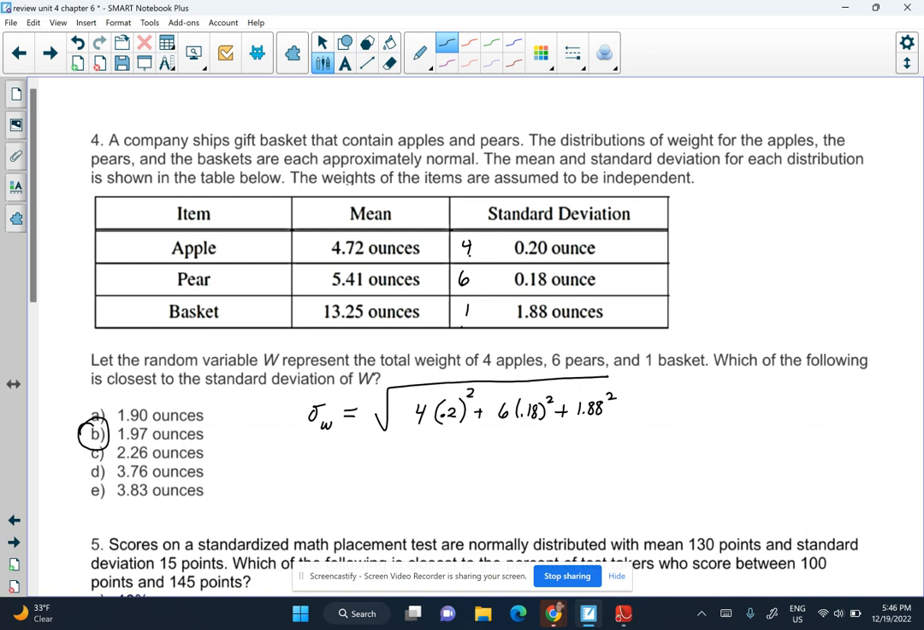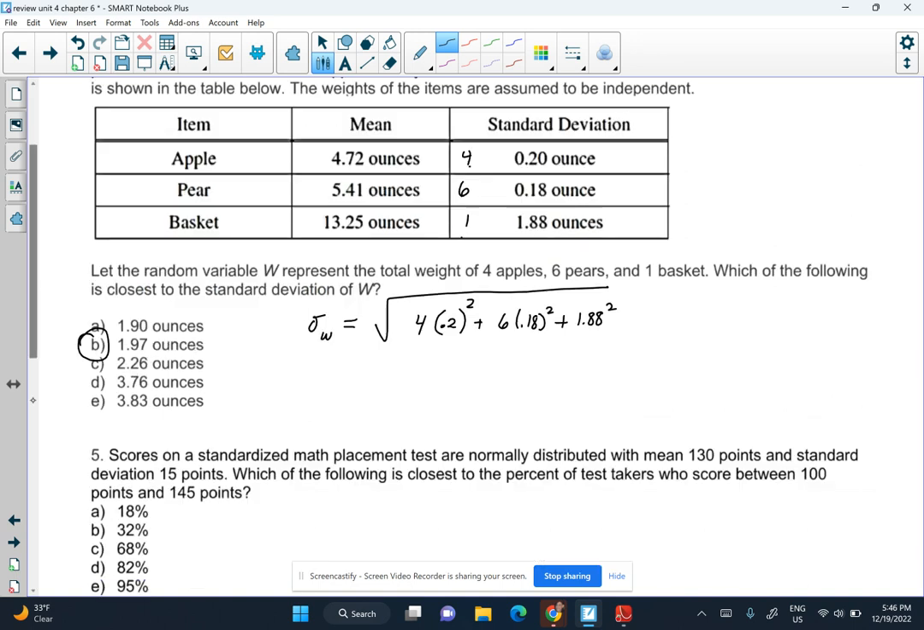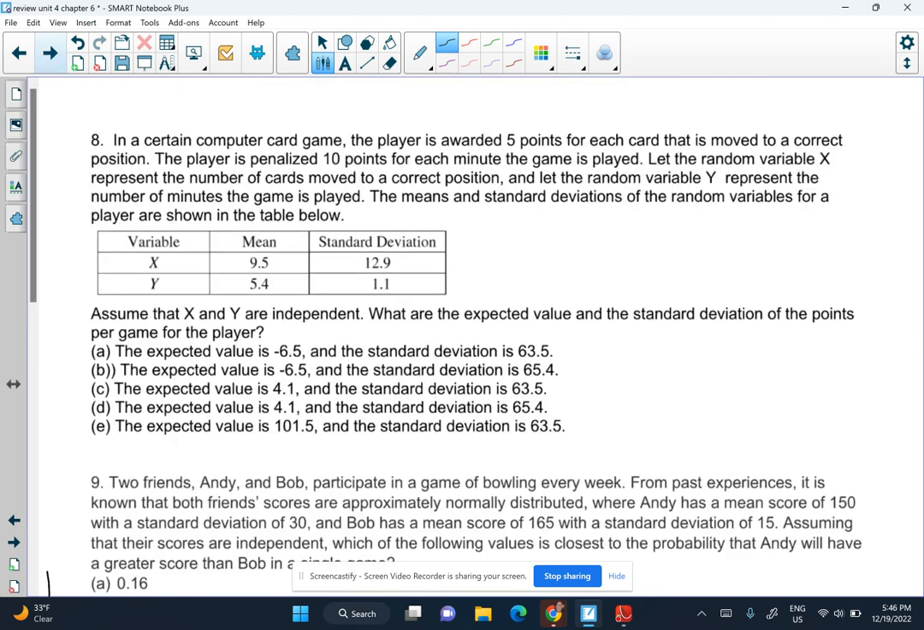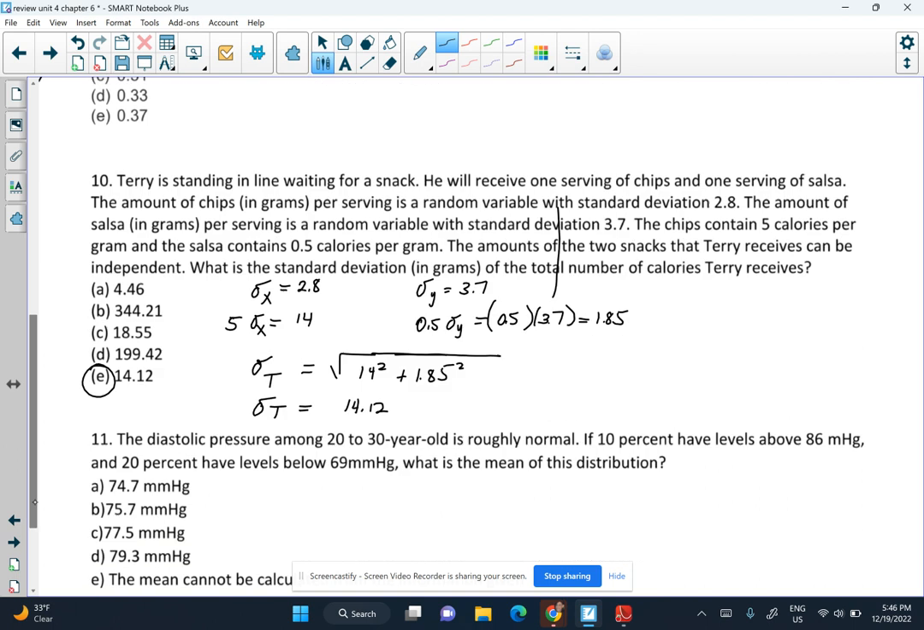I hope this clarified problems 4 and problem, I believe that was 10. Yes.